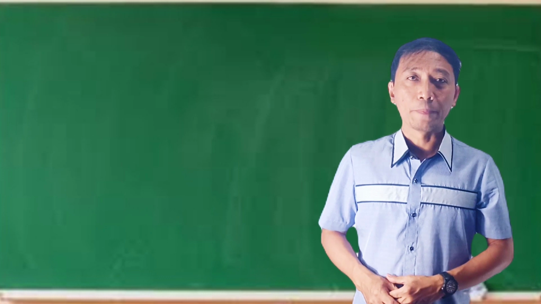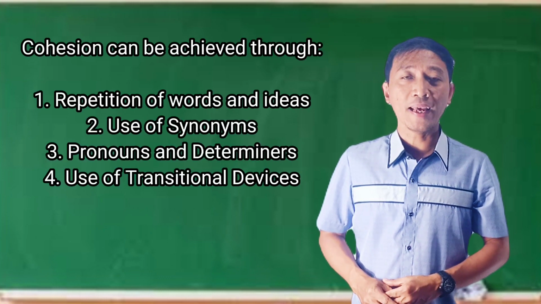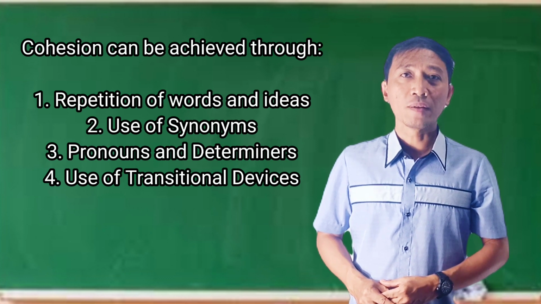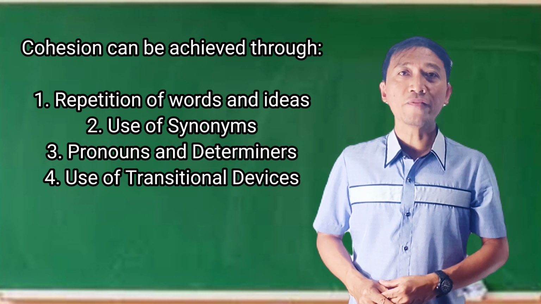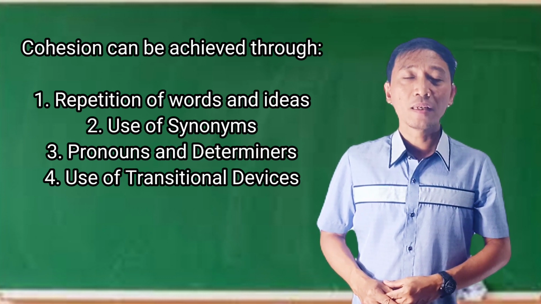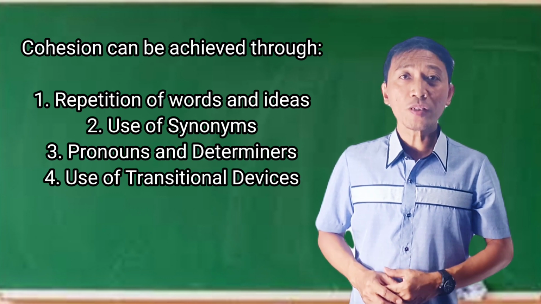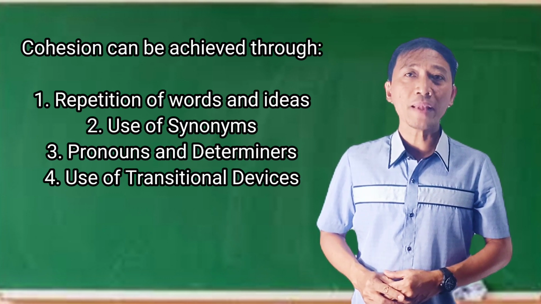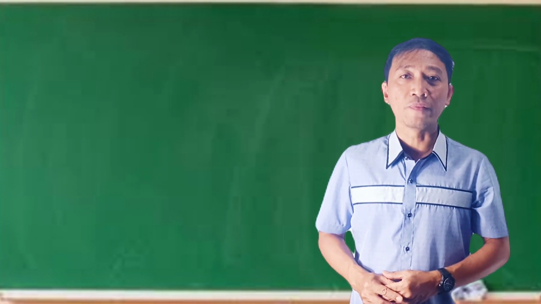So let's have a recap. Again, we can achieve cohesion through repetition of words and ideas, use of synonyms, pronouns and determiners, and the use of transitional devices like linkers, conjunctions, or connectors. It is important to remember that the goal is to make the ideas stick together so that unity in meaning is achieved. Cohesive devices may slightly vary as they appear in different text types.